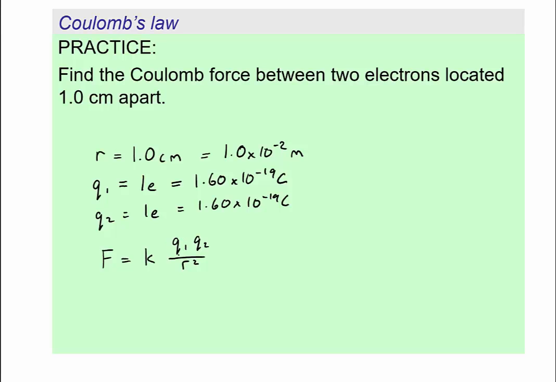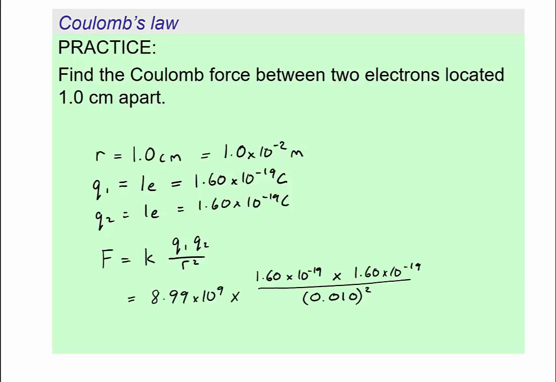Again, just reminding you that as the Q's go up, the force goes up. As the R goes up, the force goes down. If we substitute in those values, we get that convoluted expression there, which turns out to be, here's our solution, 2.30 by 10 to the minus 24 newtons. Doesn't sound like a lot.